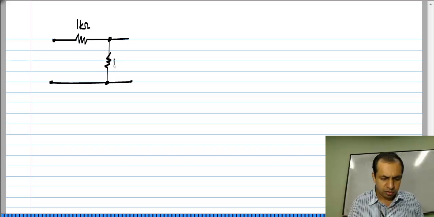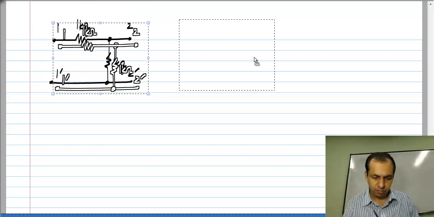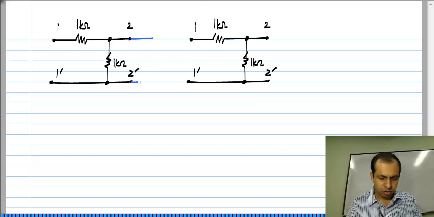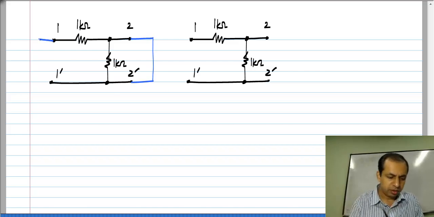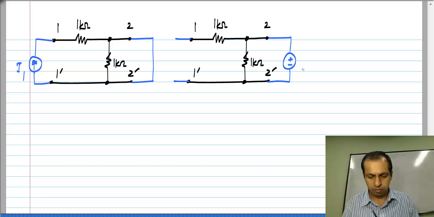This is the circuit for which I would like to compute the H parameters, port 1, port 2, and I need two cases. One in which port 2 is short circuited and you apply a current to port 1, and the second case where port 1 is open circuited and you apply a voltage to port 2. Okay. Now, this is kind of getting repetitive.